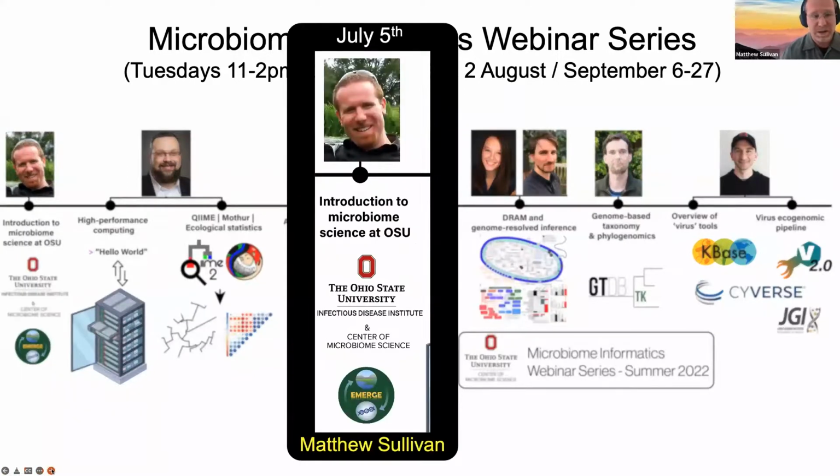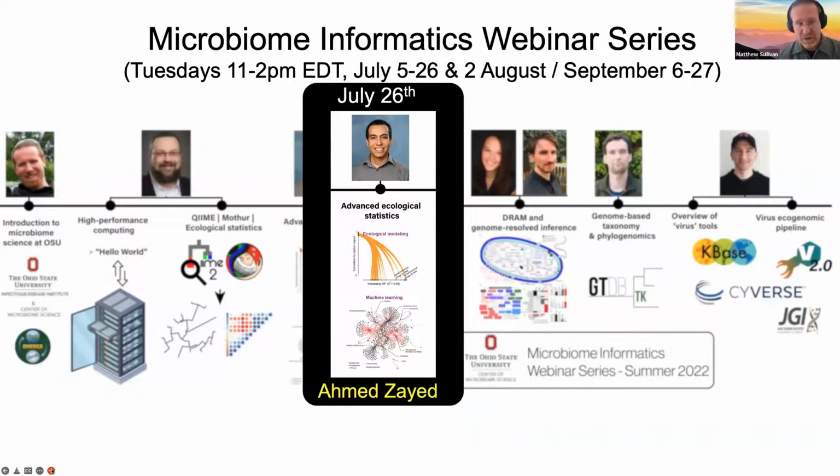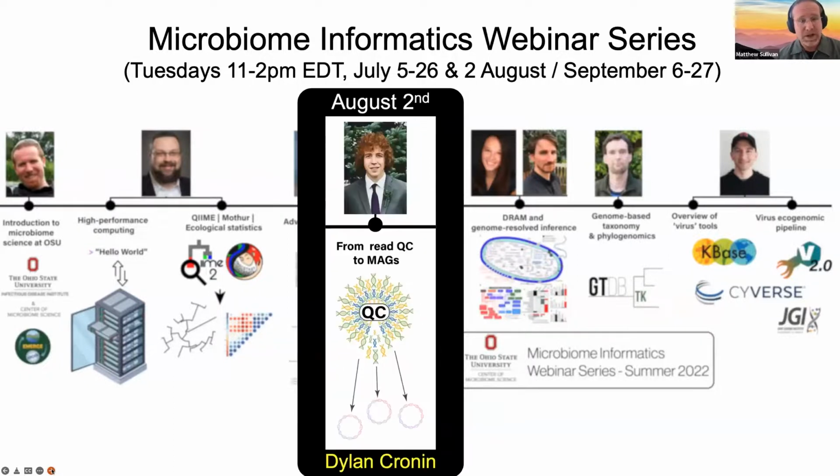Today, you're hearing from me about this introduction to microbiome science and to Ohio State and our role in microbiome science here. And in the next 2 weeks, you'll be hearing from Sharif Dubdab on high performance computing, an introduction to QIIME and mothur and ecological statistics. After that, you'll hear about advanced ecological statistics from Ahmed Zayed. And then Dylan Cronin will start with some of the initial genome resolved metagenomics processing, where you work from reads through various binning strategies to get to high quality metagenome assembled genomes, or MAGs.